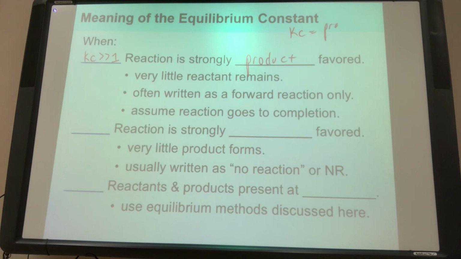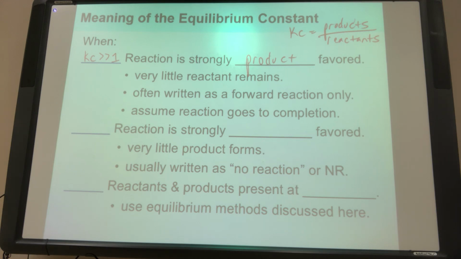KC is products over reactants. So if I want a number that's bigger than 1 in my KC, that means that this number has to be a bigger number than this number. We can plug in numbers. If products were 10 and reactants were 10, that'd be 1. If I want it to be bigger than 1, I have to make the products a bigger number. If products were 100 and reactants were 10, now it would be 10, which is a lot bigger than 1. That would mean I had more products than reactants.